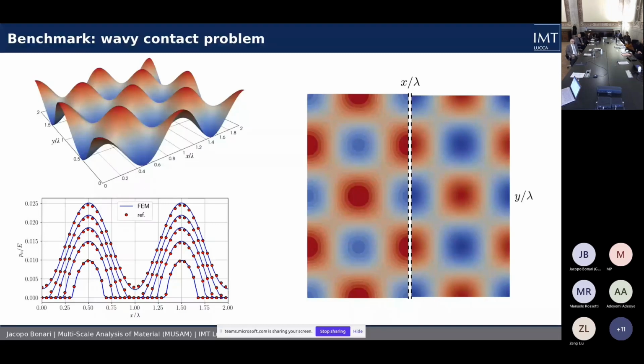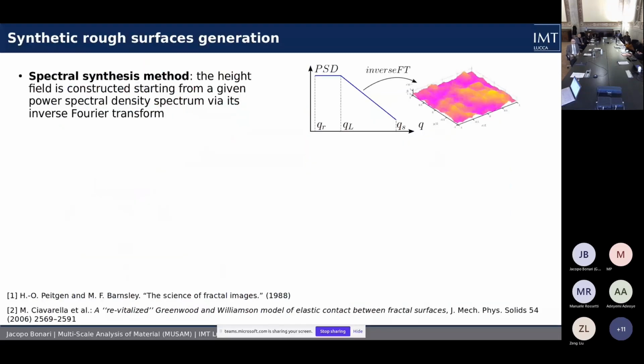Because we want to analyze rough surfaces, which cannot be defined in a simple way. So the next step is using our implementation for the solution of a totally rough contact problem. For doing so, we need, first of all, a rough surface.